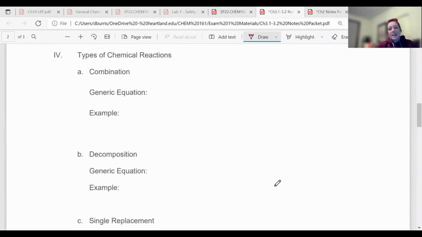All right, this is going to be just kind of a quick rundown of the types of chemical reactions. We can get more into different types later. There's technically 5 types of chemical reactions. For right now, you should be able to identify these reactions just based on looking at a balanced chemical equation. So combination and decomposition are actually opposites of each other.